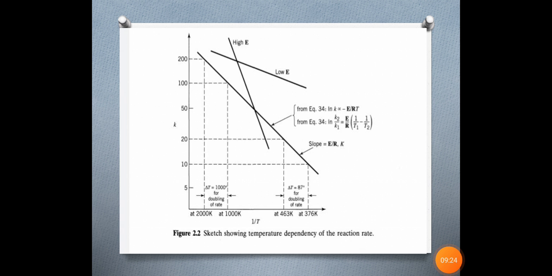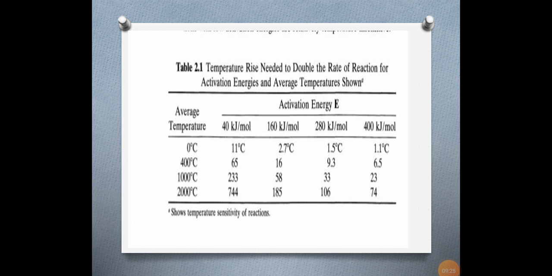Let's move forward. The temperature rise needed to double the rate of reaction: this shows how much we need to raise the temperature to double the rate of reaction for a given activation energy and average temperature. This is the temperature and activation energy data. That's enough.